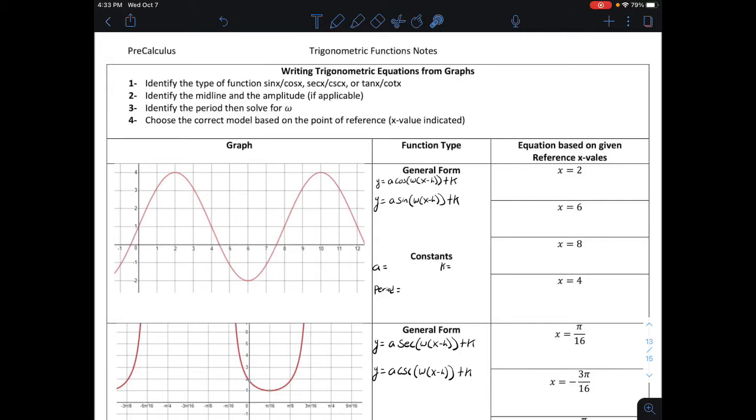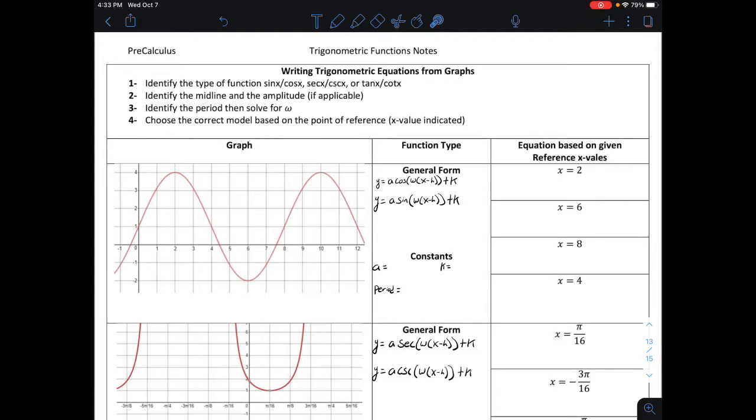In this video, we're going to look at writing the equations of our six trig functions by looking at their graphs. And the first thing that you want to do when you're trying to write the equation from a graph is try to determine what kind of trig function am I looking at.